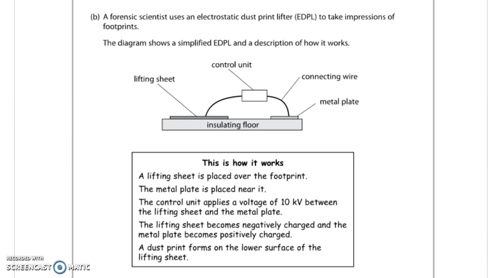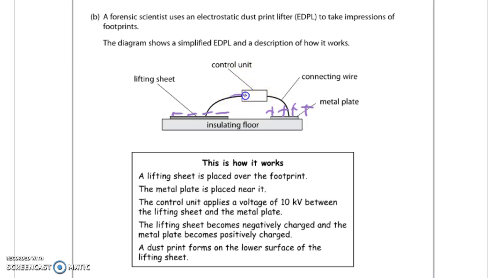Okay, so the idea that we've got here is that in the question it said that the lifting sheet becomes negatively charged and the metal plate becomes positively charged. Now I've been quite careful that I've drawn 4 negative charges here and 4 positive charges here because the total charge overall is still 0. All that's happened is that some of the charges have moved.